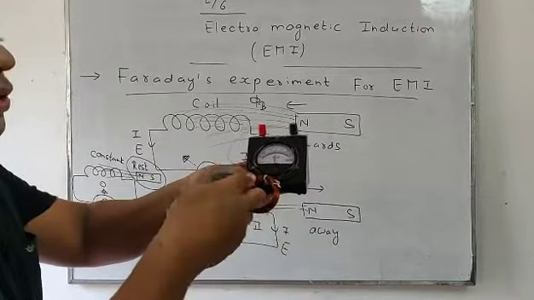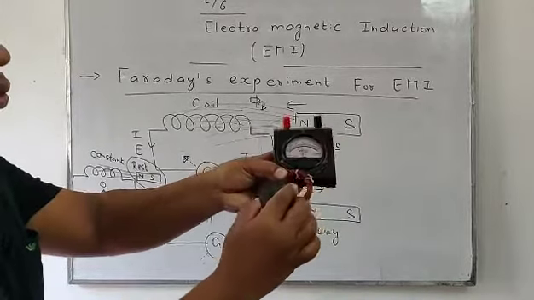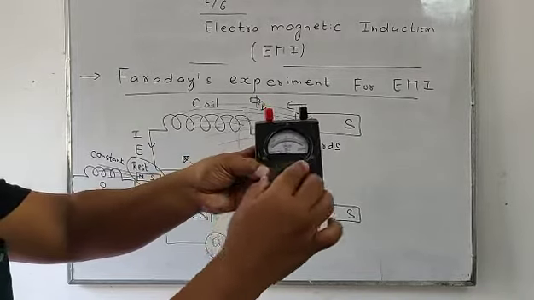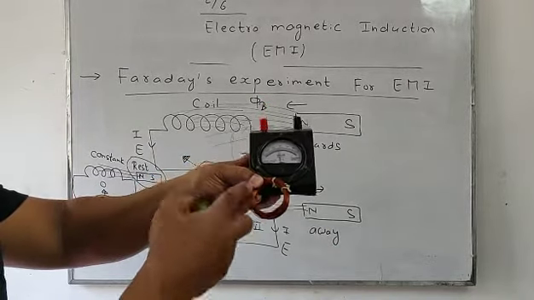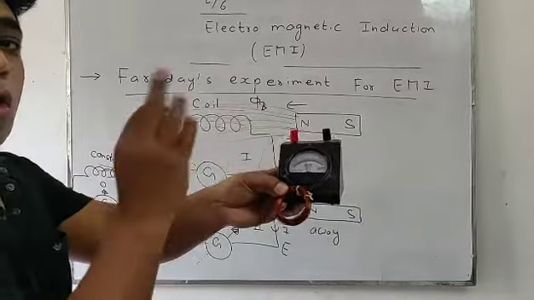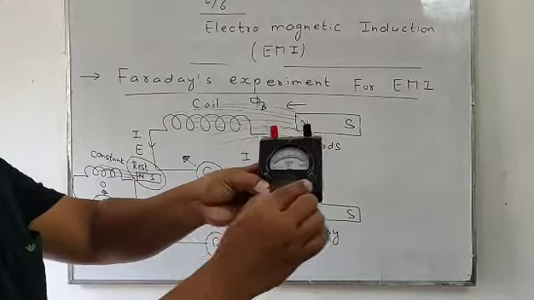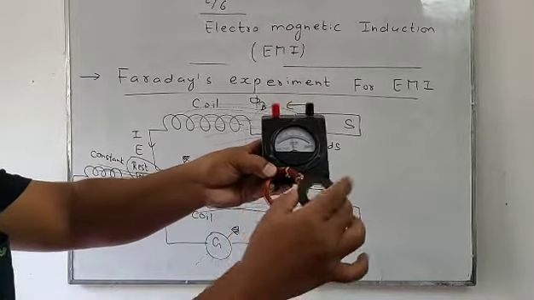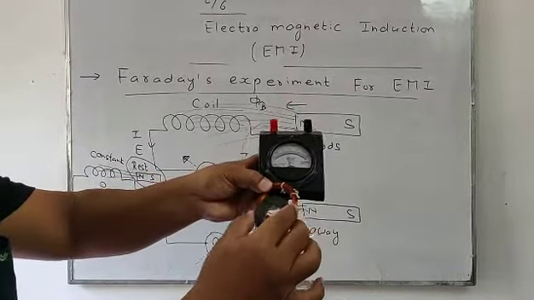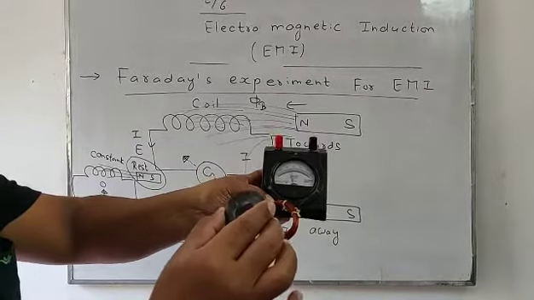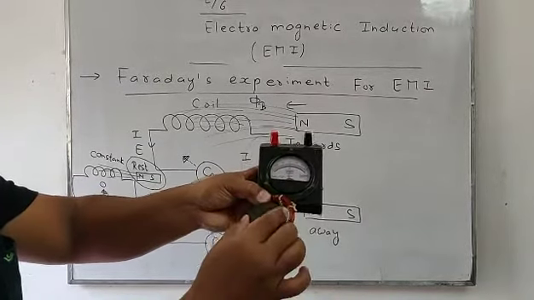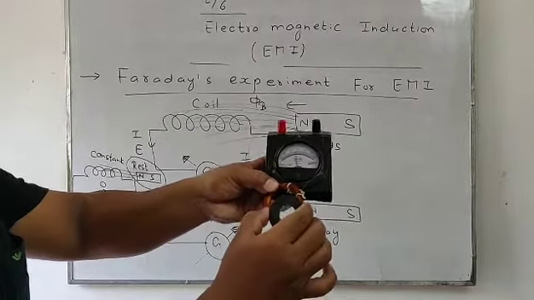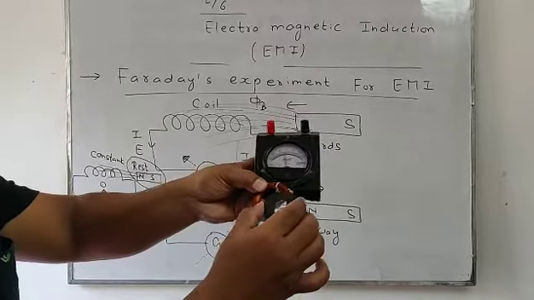Why? Because when we bring this magnet close to the coil, what happens? The passing flux through the coil will change. It produces current, and the galvanometer always detects the amount of current. So this is the practical demonstration of electromagnetic induction. When we bring a magnet close to the coil, it's showing deflection. Away, it's showing deflection. But when it remains constant, it does not show any deflection.